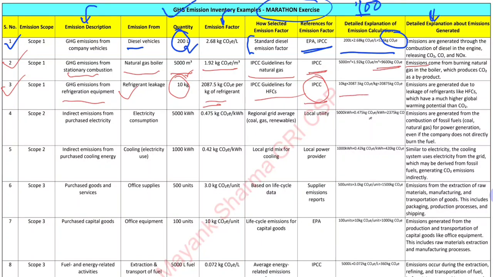So let's do the calculation now. In the calculation, you can see the quantity is multiplied with the emission factor, which will give you the total value of carbon dioxide equivalents. These emissions are generated because of the possibility of leakage of refrigerants like hydrofluorocarbons, which have higher global warming potentials, GWP values, more than carbon dioxide.